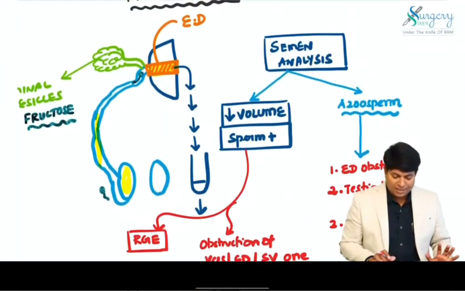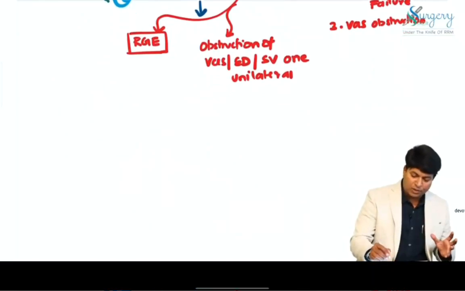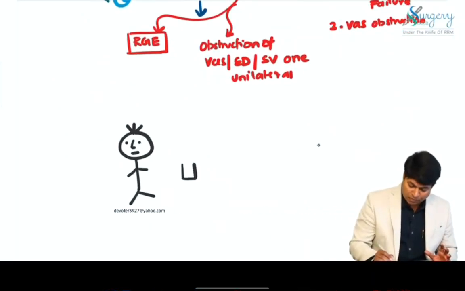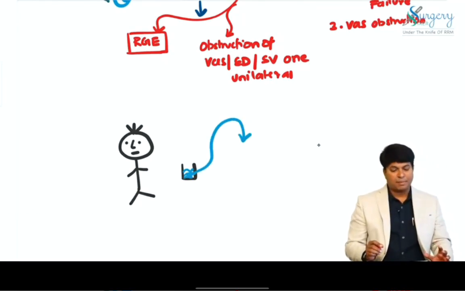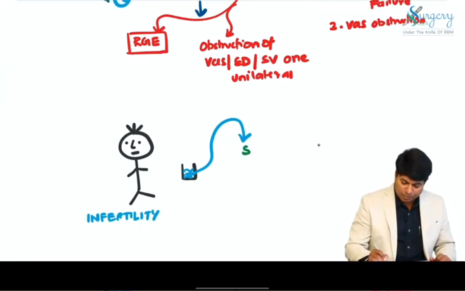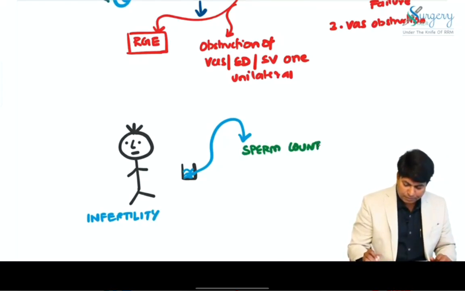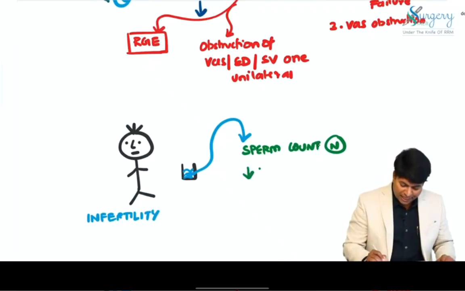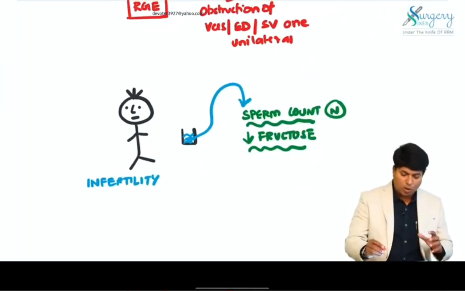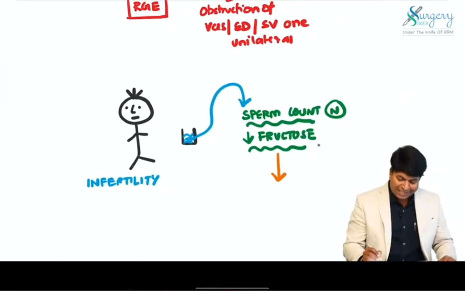So the only question asked from the urology point of view is this: a patient is coming to you, let us assume he is Mr. Somu, and giving semen in a bowl for analysis. He has infertility, and you are analyzing his semen. On semen analysis, his sperm count is normal. But there is one important thing: there is decreased fructose in the semen. What is your diagnosis in this case? So what is the problem? Why does Somu have a normal sperm count, but less fructose content?